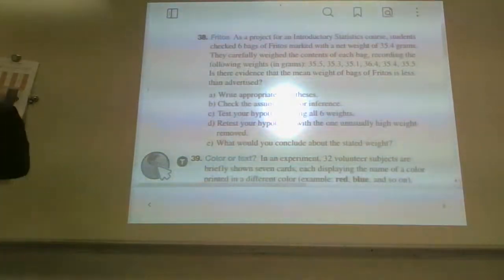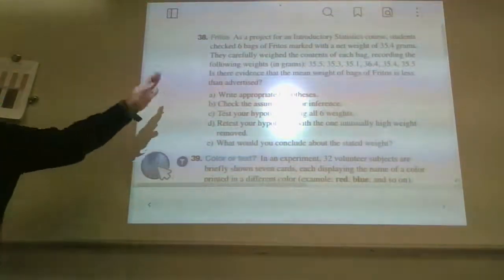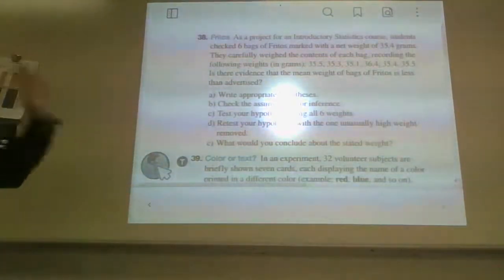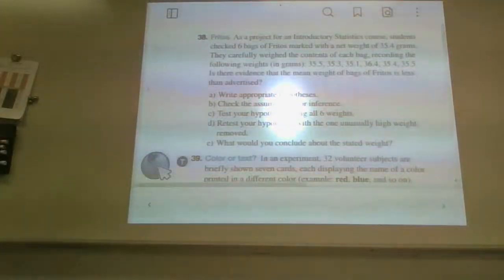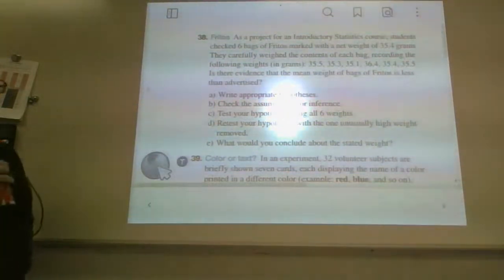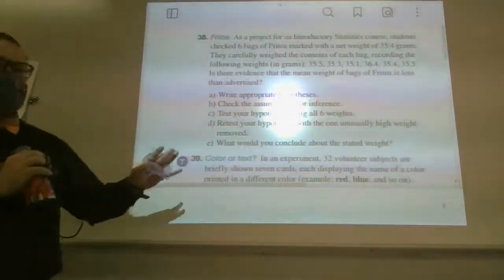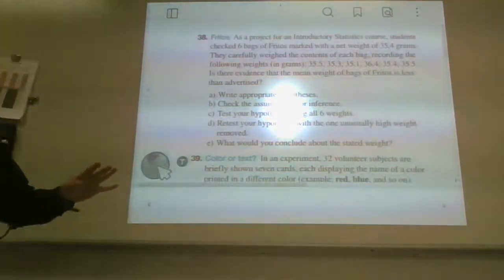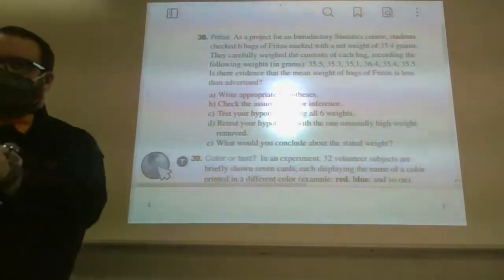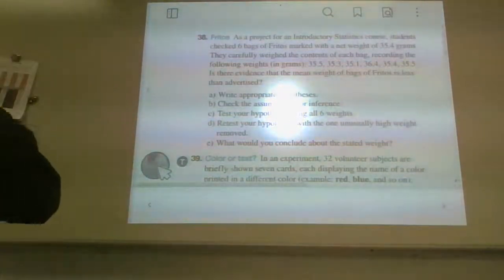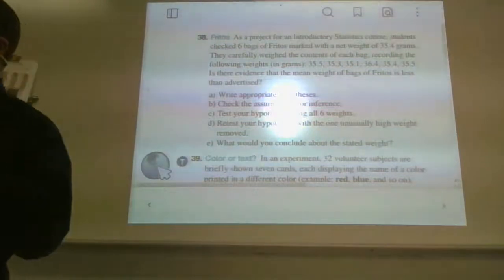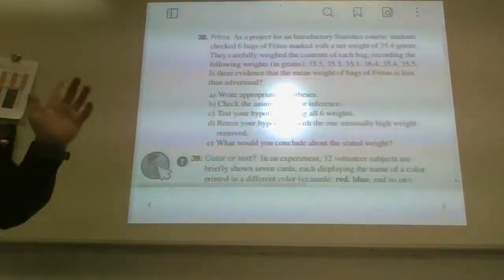Now, they say to actually do the hypothesis test. They say write an appropriate hypothesis, check the assumptions and conditions, test your hypothesis using all 6 weights, but then retest your hypothesis with the one unusually high weight removed. And then they say, what would you conclude about the stated weight? I want to see what you can do here. Take the next less than 5 minutes or so. See what you can do with this problem.